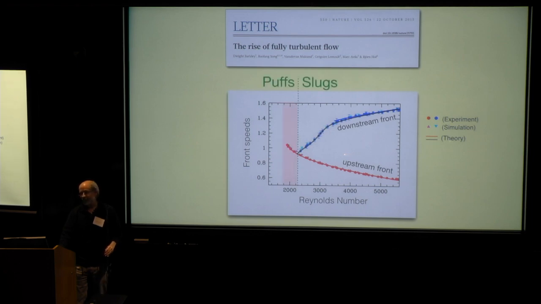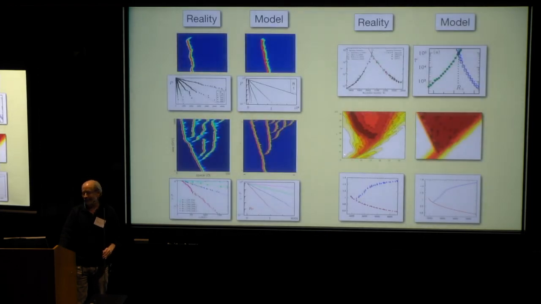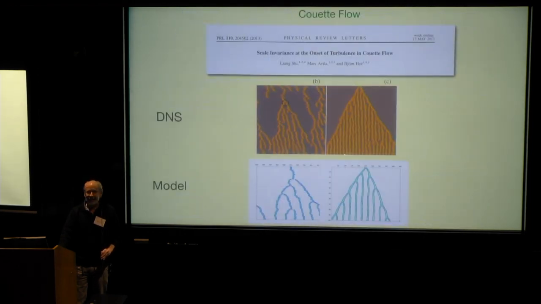It gives you puffs and slugs. It gives you the intermittent regime. It gives you the critical point with the directed percolation transition. It gives you all these phenomena. You can extend it to other models.